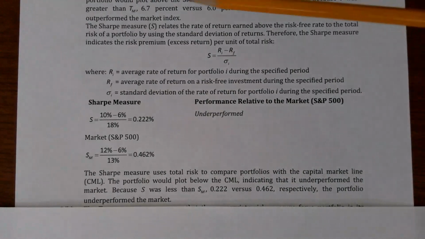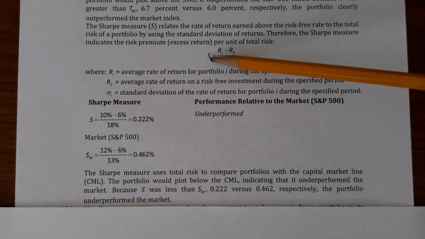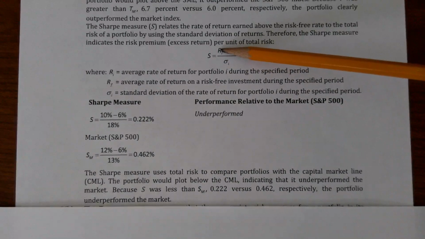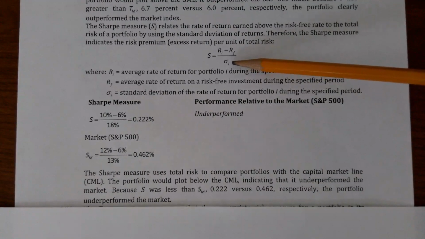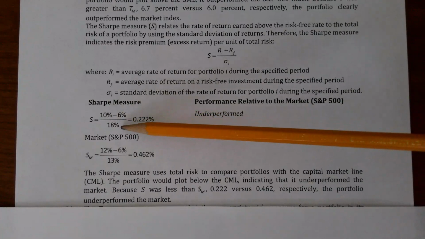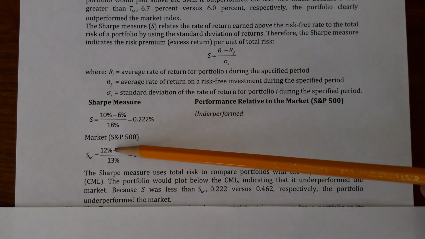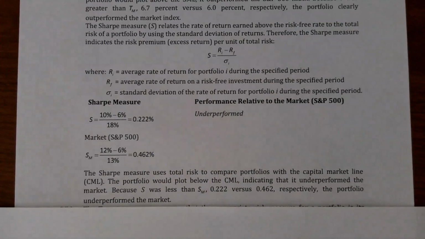Okay, so the information for the Sharpe is right here. They give you an explanation. To get the Sharpe ratio for fund manager X, you take the return to fund manager X minus the risk-free rate divided by sigma for fund manager X. Here it is. 10 minus 6 over 18 gives you 0.222. 12 minus 6 over 13 gives you 0.462. Right?